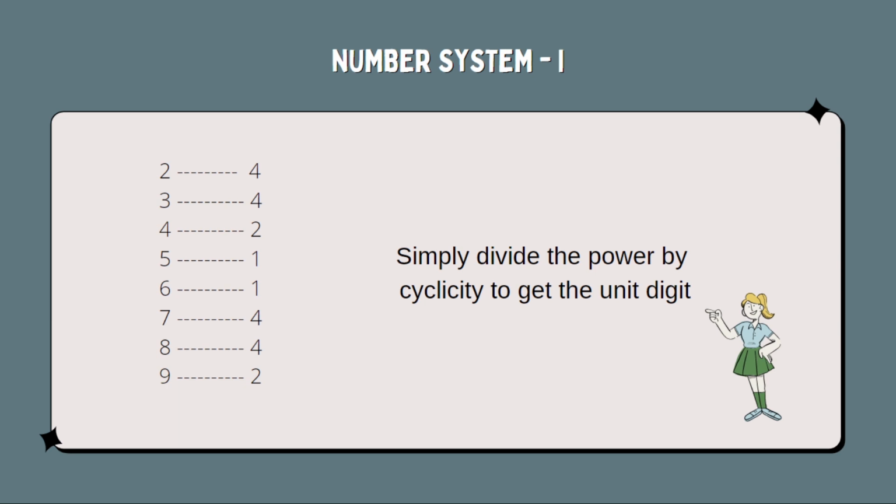The cyclicity for 2 is 4. Cyclicity for 3 is 4. Cyclicity for 4 is 2. Cyclicity for 5 and 6 is 1. Cyclicity for 7 and 8 is 4. Cyclicity for 9 is 2.